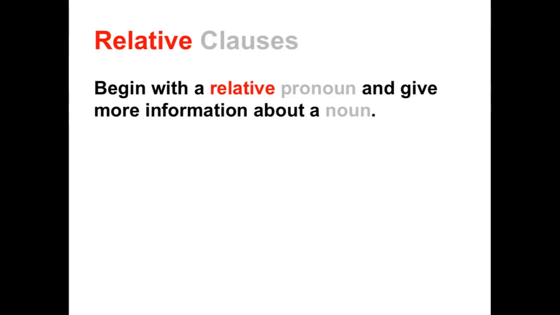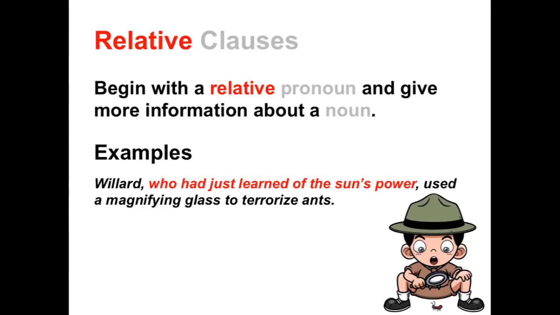So let's talk more about relative clauses. Relative clauses begin with a relative pronoun and give readers and listeners more information about a noun. Here are some examples of relative clauses. Willard, who had just learned of the sun's power, used a magnifying glass to terrorize ants. Here, the relative pronoun who introduces the relative clause who had just learned of the sun's power, and this provides additional information about Willard.